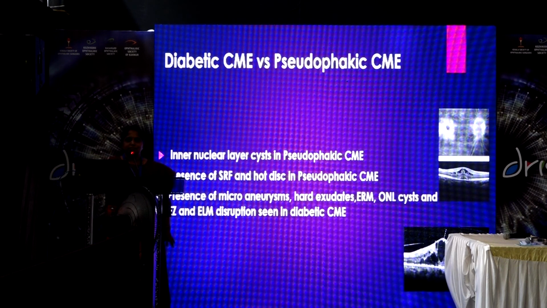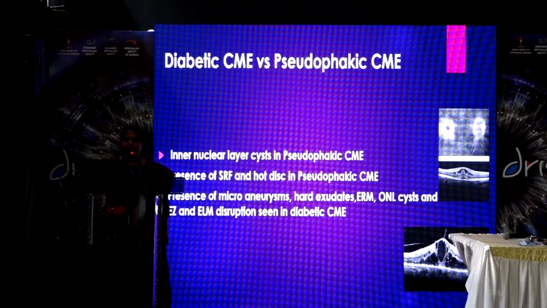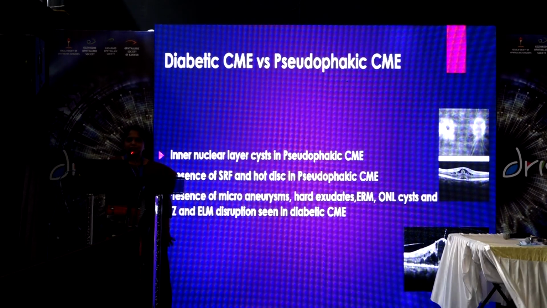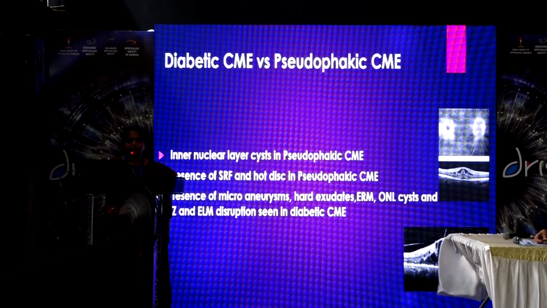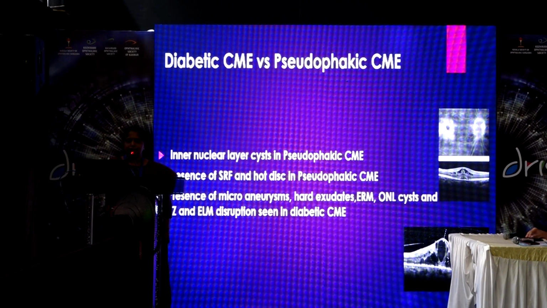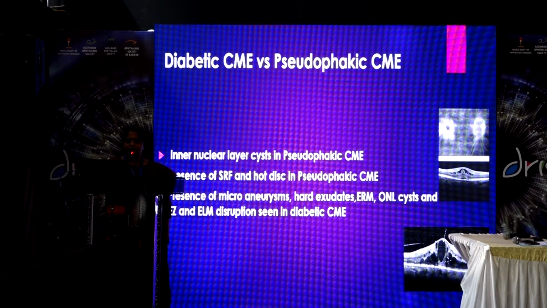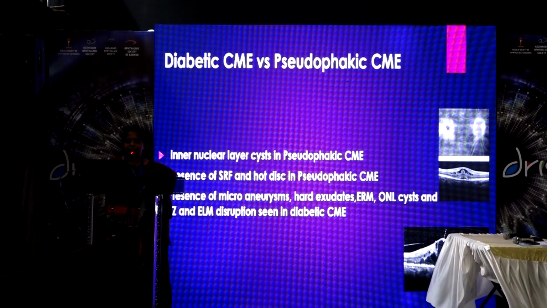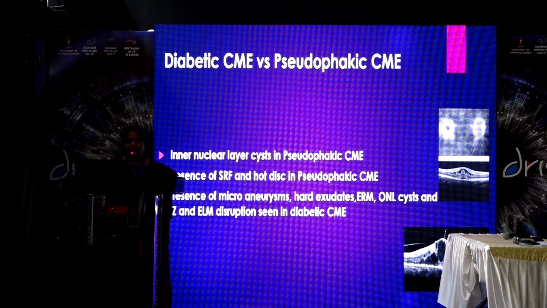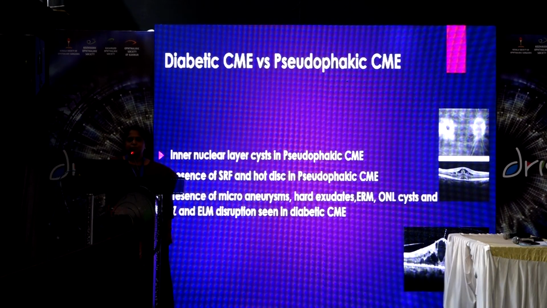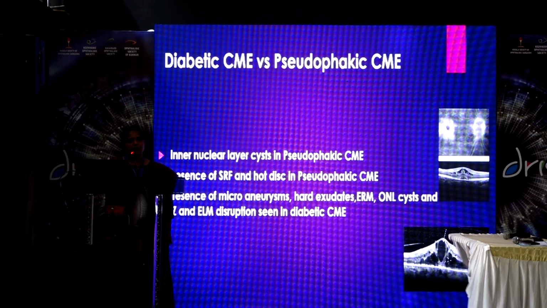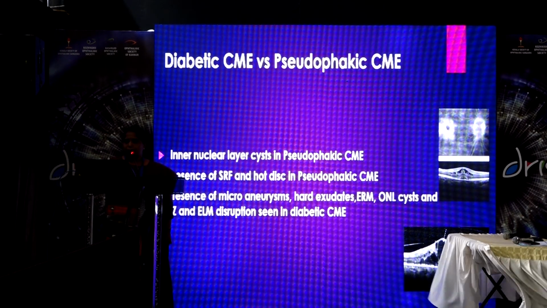Now, how will you differentiate diabetic CME from pseudophakic CME? In pseudophakic CME on OCT, the cysts are more in the inner nuclear layer, there is usually presence of SRF, and you will also see the hot disc in FFA in the late phase. The other signs of diabetic retinopathy, like microaneurysms and hard exudates, will be seen in diabetic CME, and also more cysts are seen in the outer nuclear layer with disruption of the outer retinal layers.